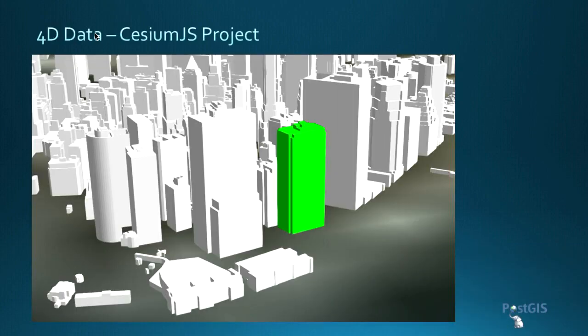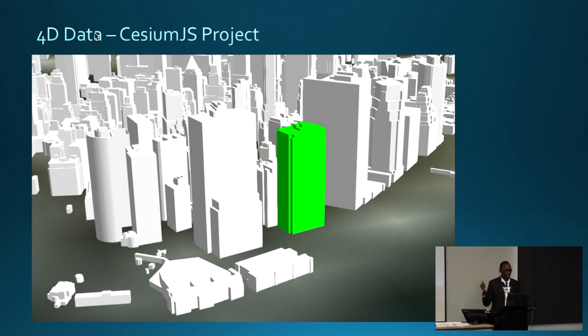So someone asked me about this earlier in the year. This is a 4D data CesiumJS project. You've seen it available to you on places like Apple, and Google Maps also made use of it. But this is really just to show you that there is the functionality to make use of data like this.